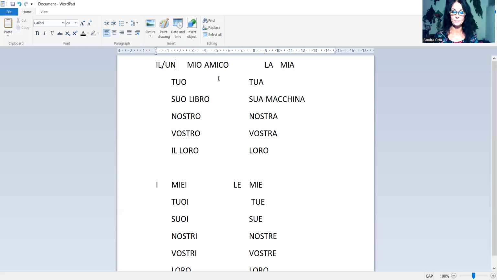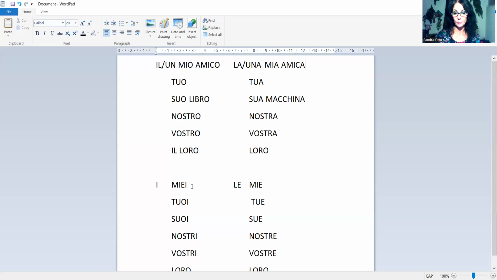Un mio amico. We can do exactly the same thing with the feminine. Let me just write it down. So for the feminine, we can have la mia amica, my friend. In this case, it is a female friend. Or you can say una mia amica, which is a friend of mine, but feminine, a female friend.